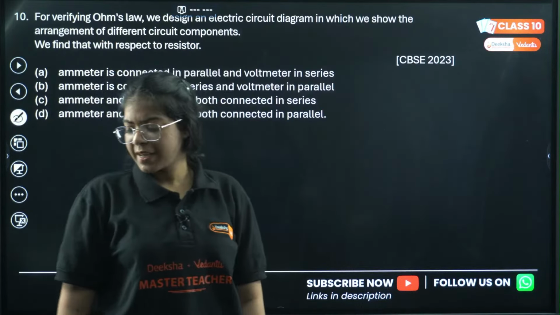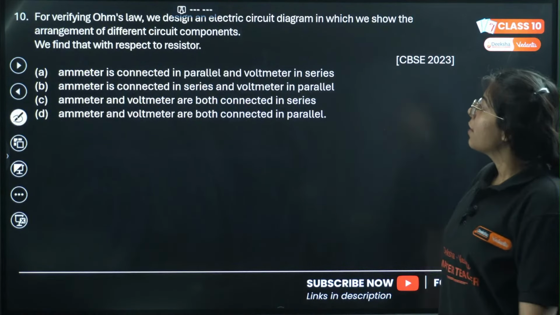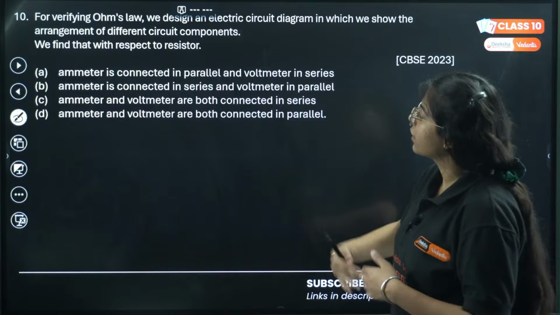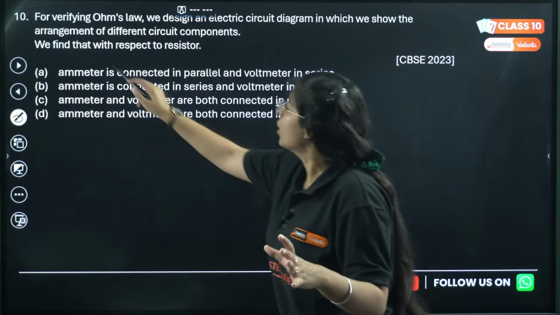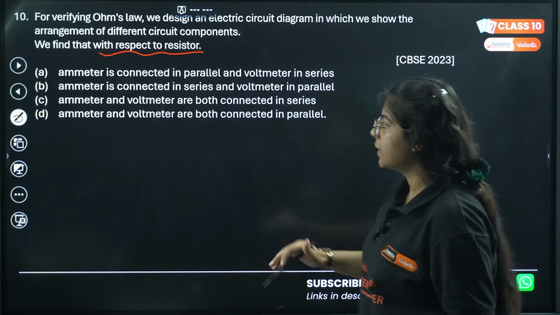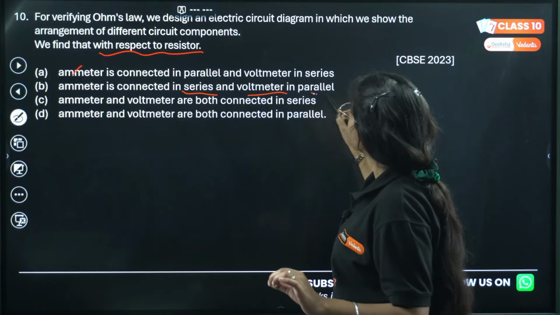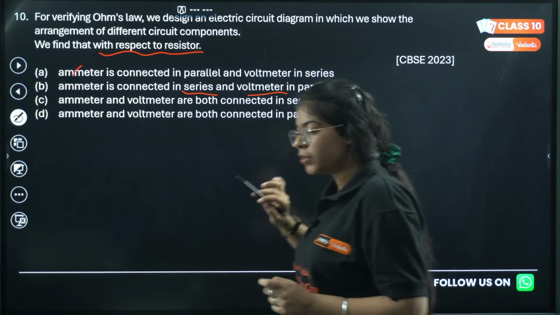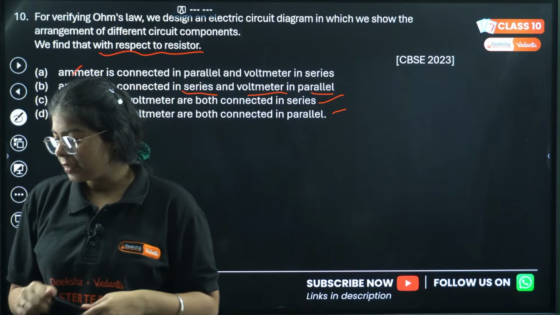10th. It's very easy question. For verifying Ohm's law, we design an electrical circuit diagram in which we show the arrangement of different circuit components. We find that with respect to resistor, ammeter is connected in parallel and voltmeter is in series. This is the first option. Second option says ammeter is connected in series, voltmeter is in parallel. Ammeter and voltmeter are both connected in series and they are both connected in parallel. Which of the option is true?